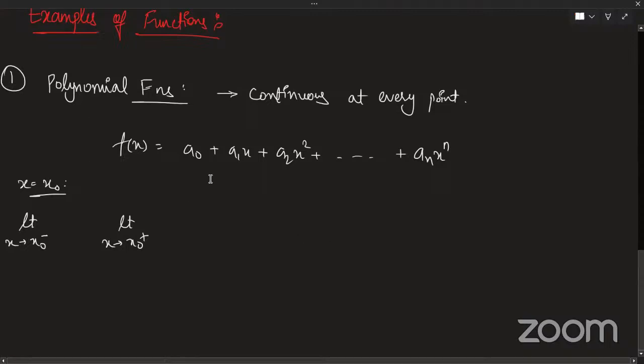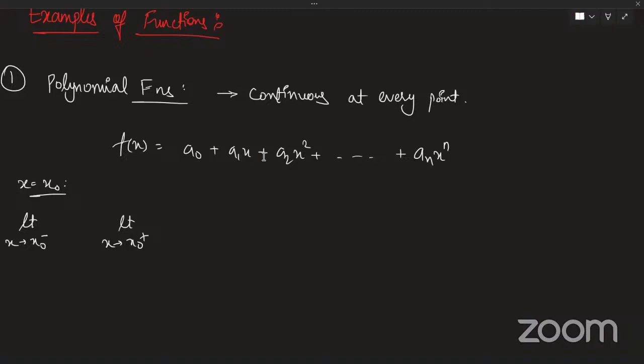Who will tell me? If I want to substitute x is equal to x naught, is this an indeterminate form? No, sir. This is not an indeterminate form, right?